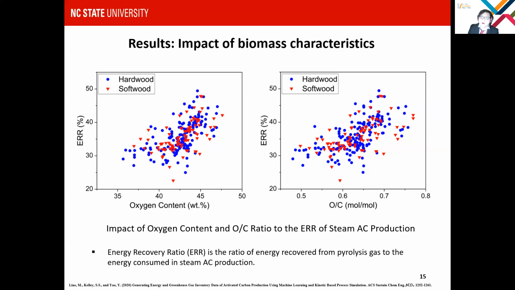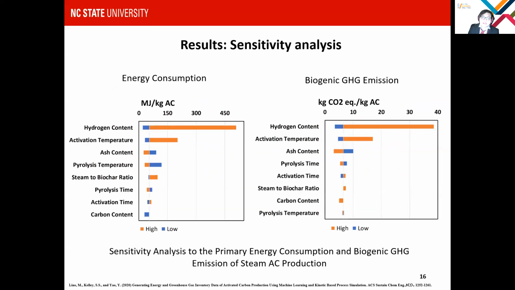Now we can note the importance of the biomass properties in the process energy consumption, and we also want to compare it with the operational conditions. Here we did the sensitivity analysis to make the comparison, and here is the result. We can see that the relative importance of hydrogen content and ash content is very significant, as well as the impact of the activation temperature, especially when the hydrogen content goes to the upper bound, the energy consumption increased a lot.